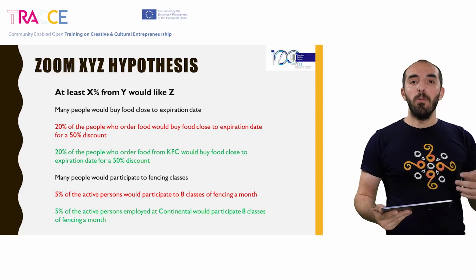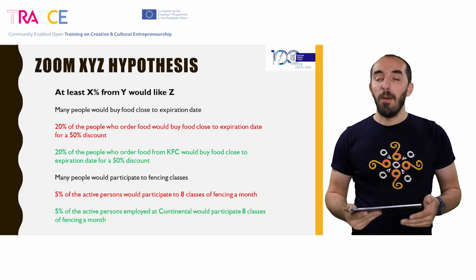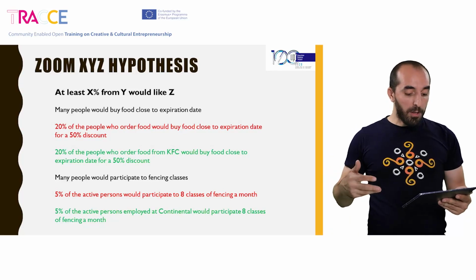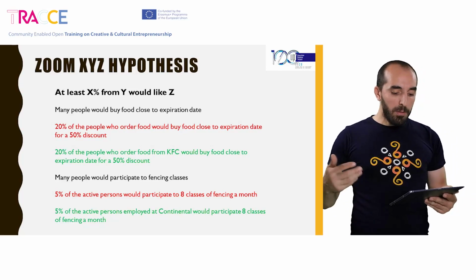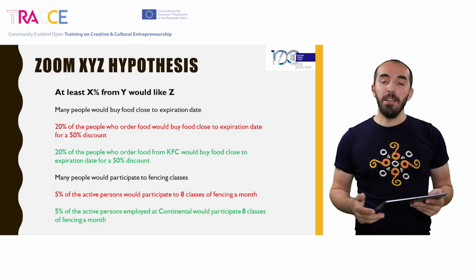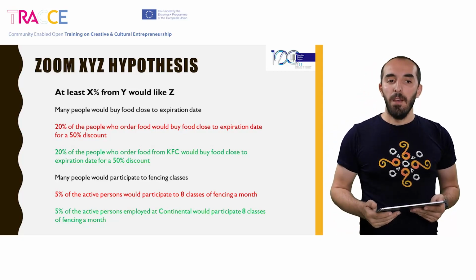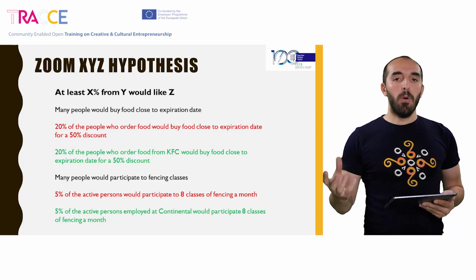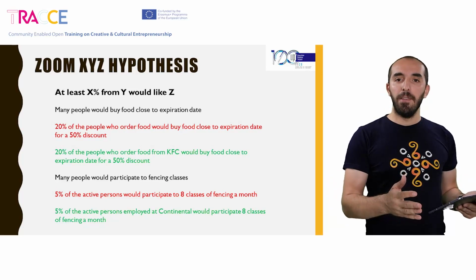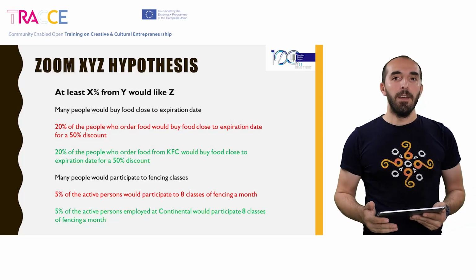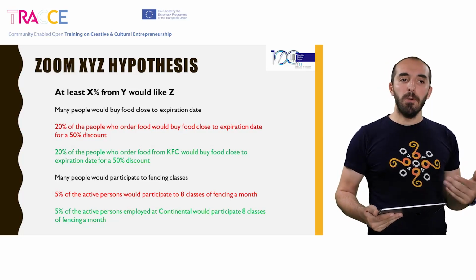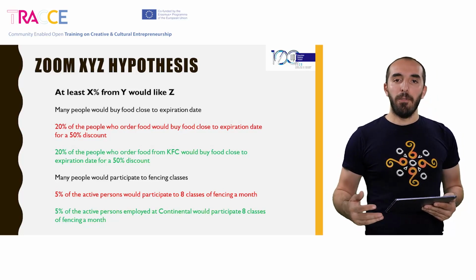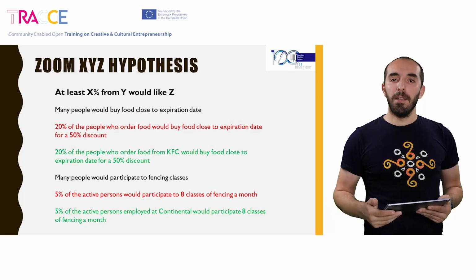You may start to try your idea with clients that order food from KFC. So the zoomed XYZ hypothesis would sound like this: 20% of the people who order food from KFC would buy food close to expiration date for a 50% discount. So now things are starting to be doable. You go in a KFC restaurant and you can start testing your idea. And you will see that we can do this quite easily, quite fast with the prototyping tools.